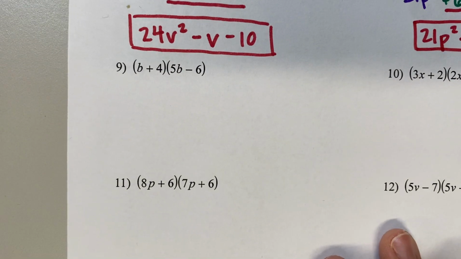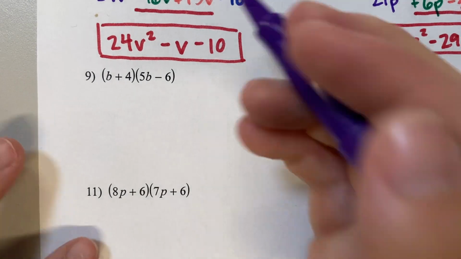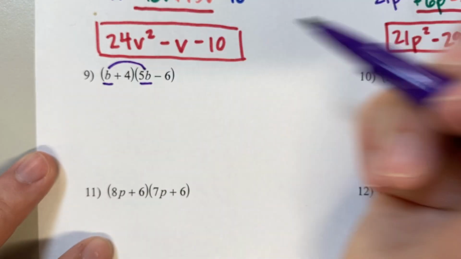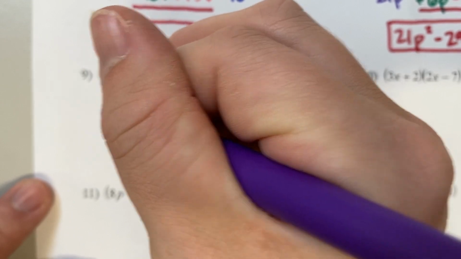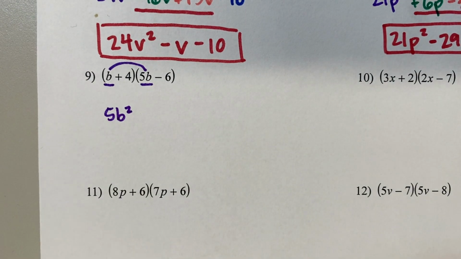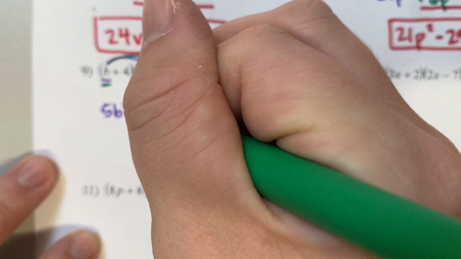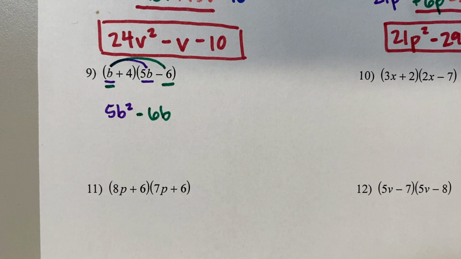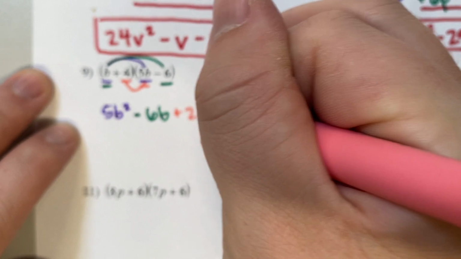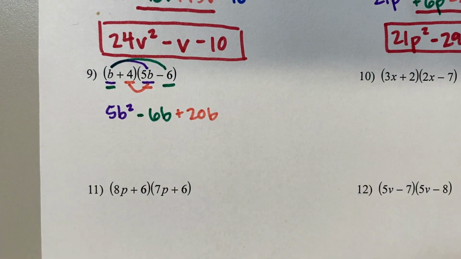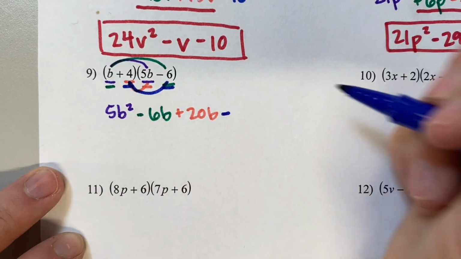Okay, we'll do one more with the FOIL, and then we'll go on to our box method. F in FOIL, my first terms, we have b times 5b, or think 1 times 5b. Well, that's going to be 5b squared. O, my outside terms, b times negative 6, that would be negative 6b. I, inside terms, 4 times 5b, that's positive 20b. And L, my last terms, 4 times negative 6 would be negative 24.